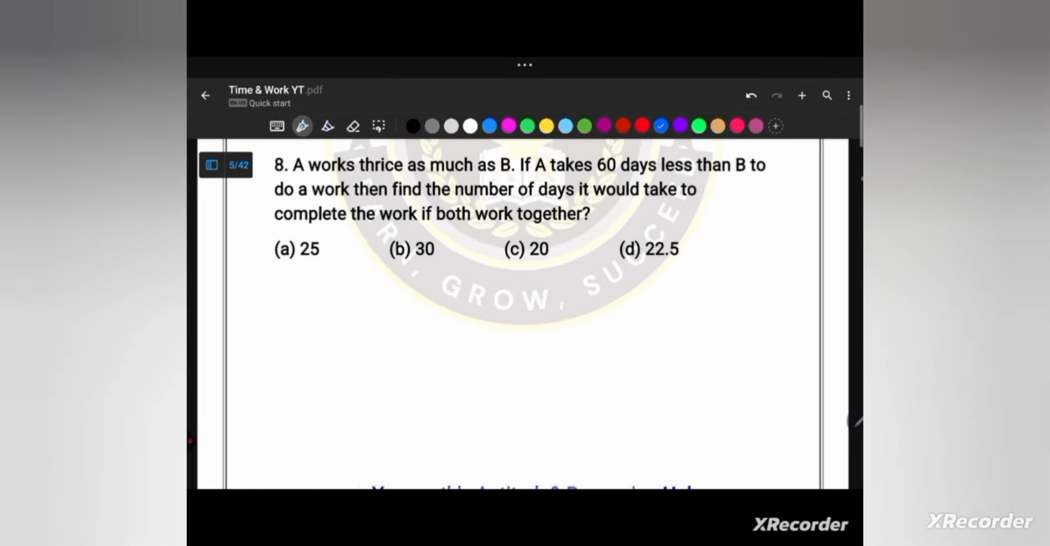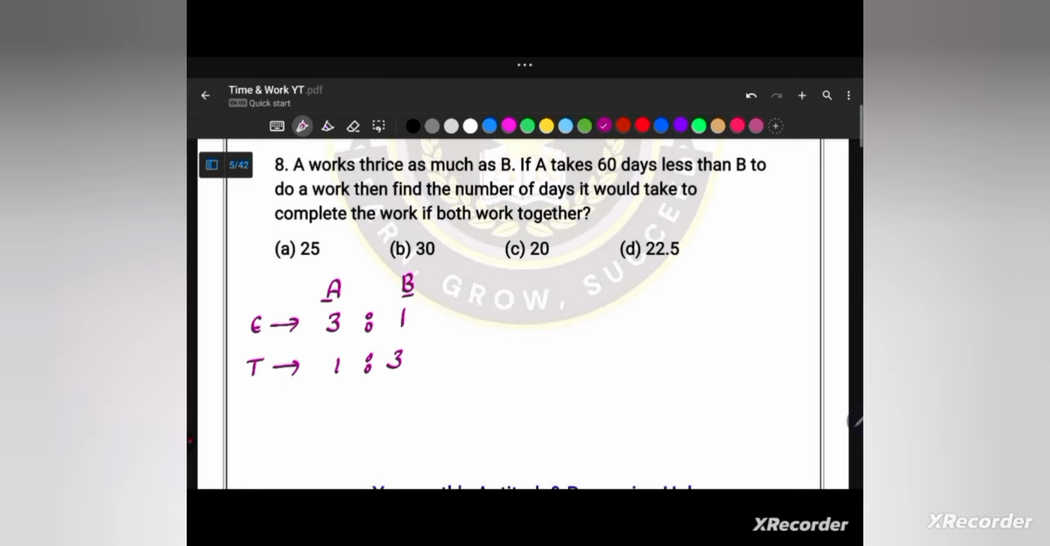The next question. The first statement, A works thrice as much as B. He is comparing the efficiency of A with respect to B. Simply the efficiency ratio is given. The efficiency ratio is 3:1. They are doing the same work. We know that the time ratio will be the inverse ratio of efficiency. So the inverse ratio of 3:1 will be 1:3.